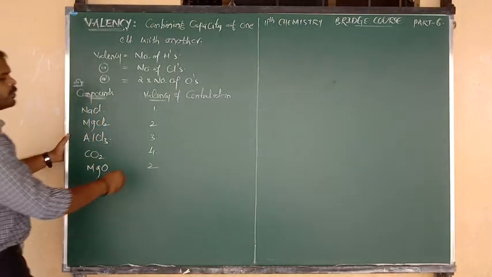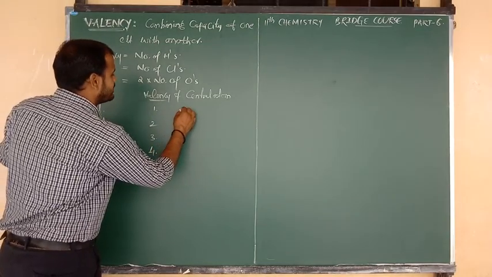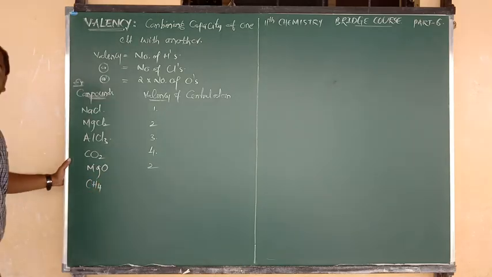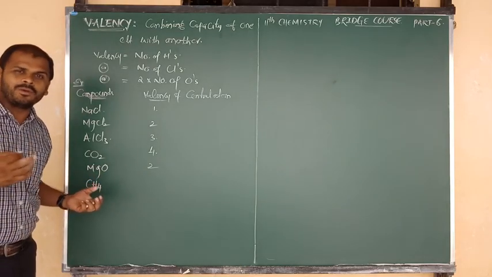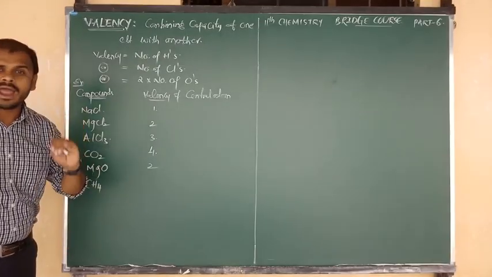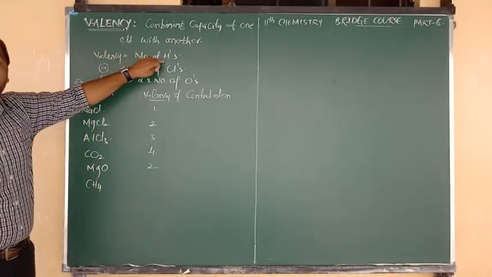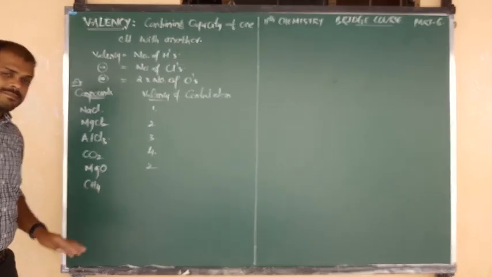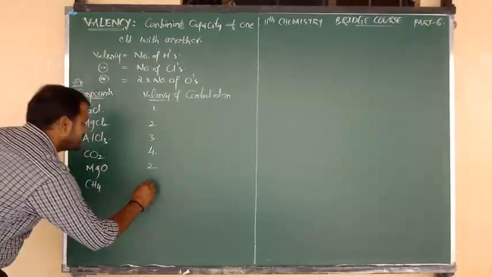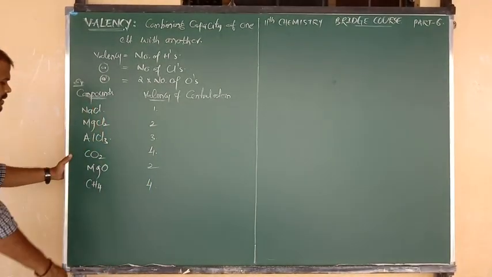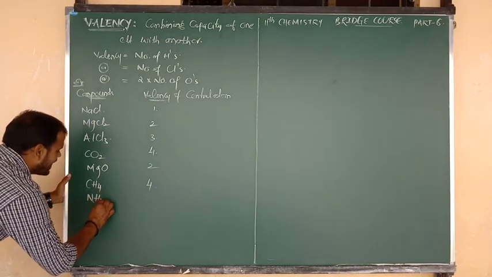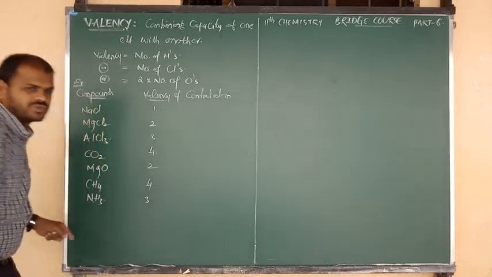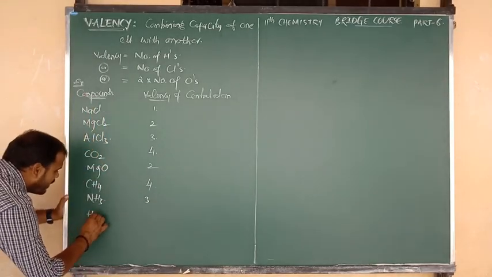Next, one more example: the compound CH4. In this methane molecule, one carbon can combine with 4 hydrogens. As per the formula, valency equals the number of hydrogens. So one carbon combines with 4 hydrogens, and we write valency equals 4. Next example is NH3. One nitrogen can combine with 3 hydrogens, so valency equals 3. One more example I am going to write is the water molecule.